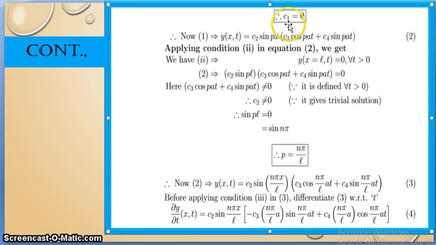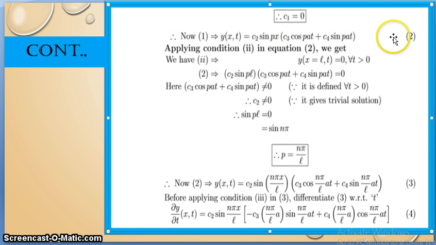So we get, therefore, equation number 1, that is C1 equal to 0. So substitute this one, equation number 1. We get y of x comma t equal to C2 sin px into C3 cos pat plus C4 sin pat. We can take this one as equation number 2.